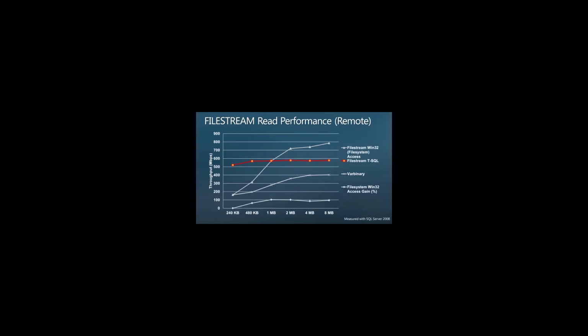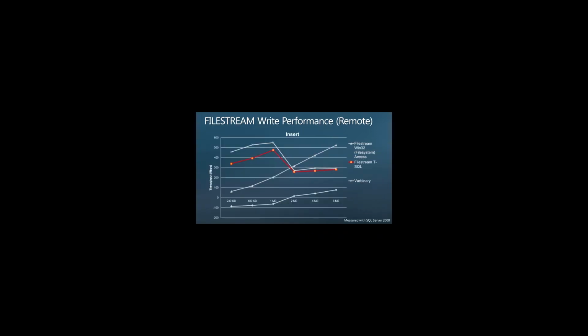If I have a lot of writes, then the cutoff point is a little bit higher. The cutoff point is basically slightly below 2 megabytes in file sizes. Now, these two numbers have not changed between SQL Server 2012 and SQL Server 2008. The performance got better, the throughput numbers got better, but the cutoff points are about the same.